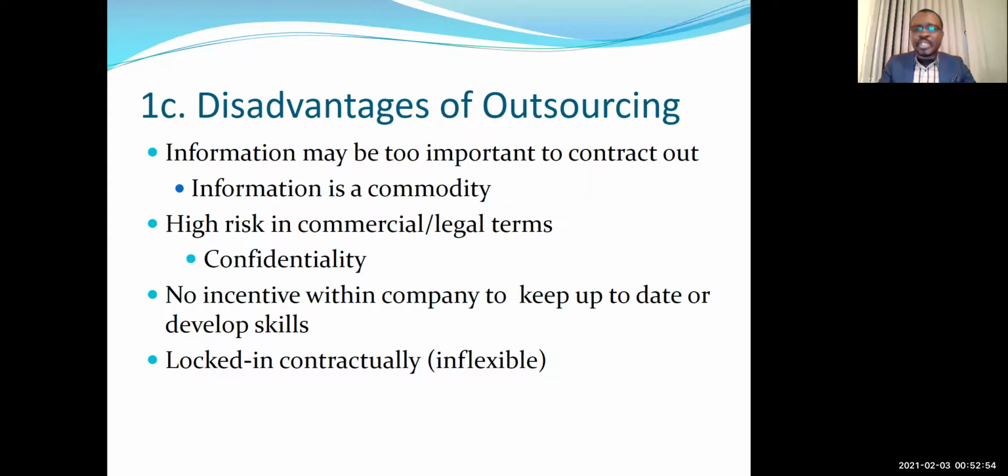Disadvantages are that information could be too important to contract out. Information is a commodity. Give it out, and you may be giving out some core functions of your organization. It could also be high risk in commercial or legal terms. Confidentiality could be breached because of our General Data Protection Act, and there is no incentive within the company to keep up to date. I give it out, and I'm not concerned about developing the technical skills of my people in that area. And of course, there's no flexibility. You've given it out, you cannot manage them anyhow.